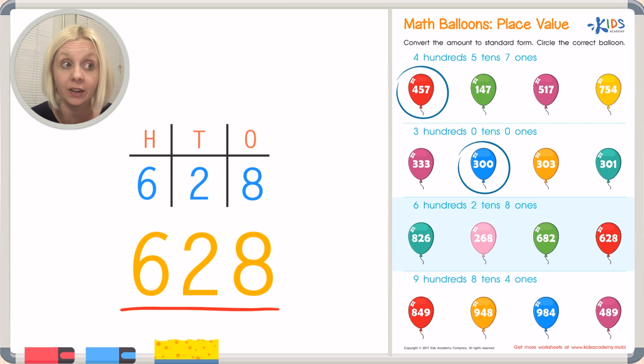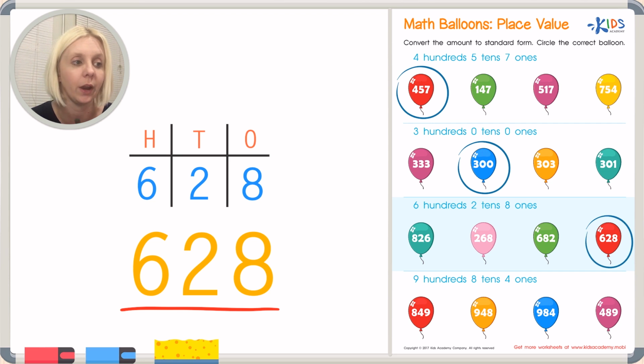628. Can you help me find that number over here? 628. That's not right. What about this one? 682. Oh, I thought that was it at first, but I have to read it all the way through. That's not right either. Here it is, 628. That's our number that we put over there in our T chart. So very good. Go ahead and circle that last one there, okay?